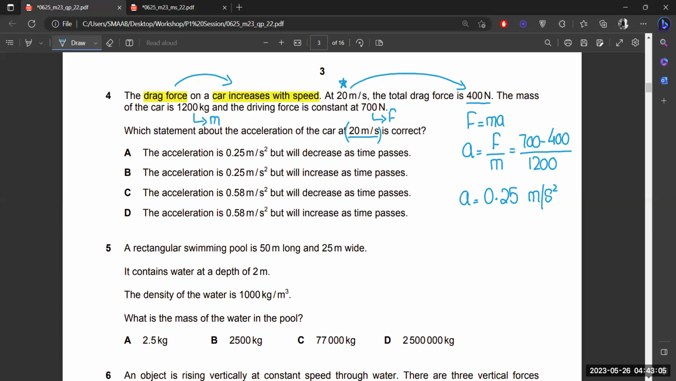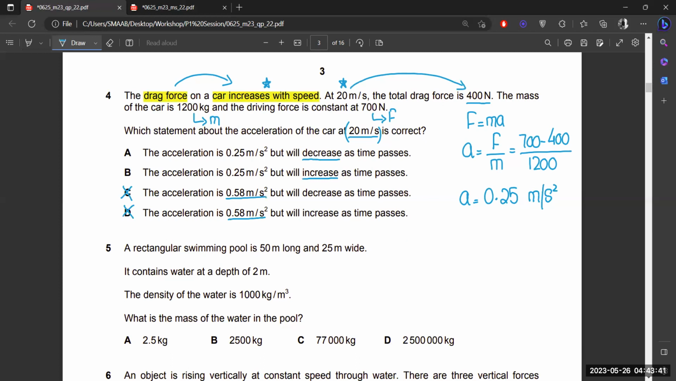There are multiple options, so C and D are not possible because the value of acceleration is not according to our answer. The other options say the acceleration will decrease as time passes, and will increase as time passes. You will get the hint from the first part of the question. The drag force on a car increases with the speed. So it means that we only calculated the value at 20 meter per second where the drag force is 400 Newton. So if we increase our speed, the drag force will also increase.